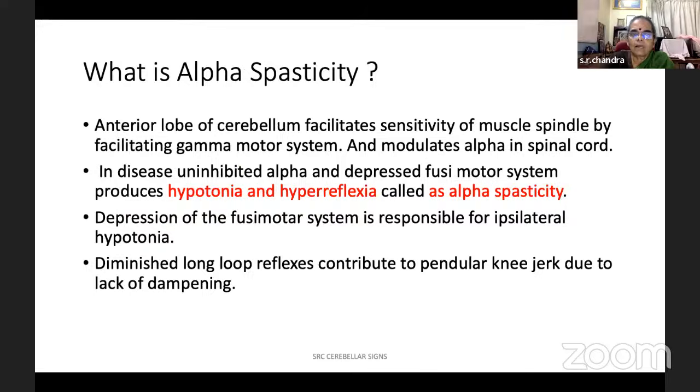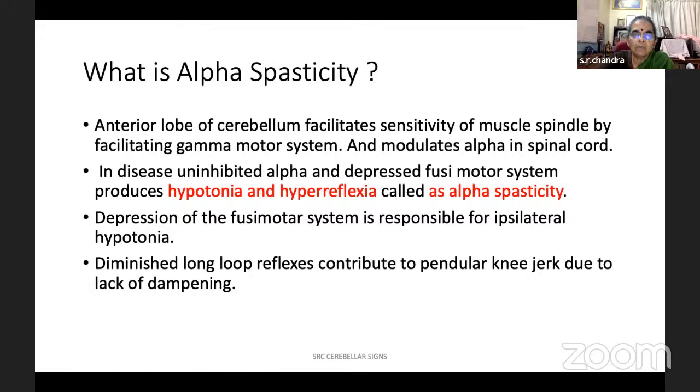Because the gamma motor system is failing, the gamma motor system's modulatory effect on the alpha is not there. Because of that, the alpha motor neuron, which is concerned with the muscle stretch reflex, remains unaltered, whereas tone becomes altered because of the failure of the fusimotor or the intrafusal fiber function by the gamma motor neuron. So that is why in cerebellar disease, we get hypotonia, but reflexes are not altered. This combination of hypotonia plus hyperreflexia is called alpha spasticity.